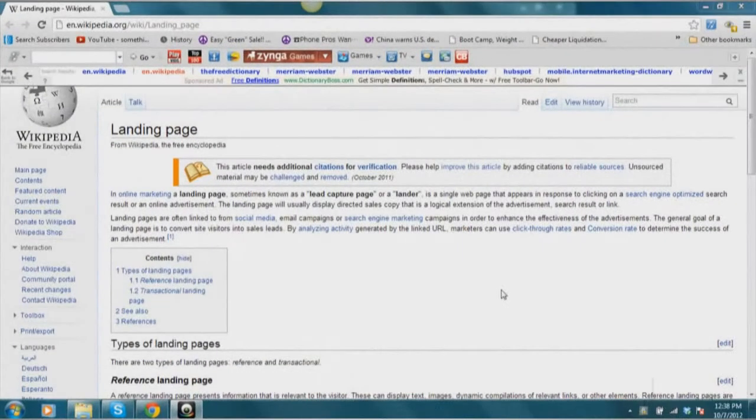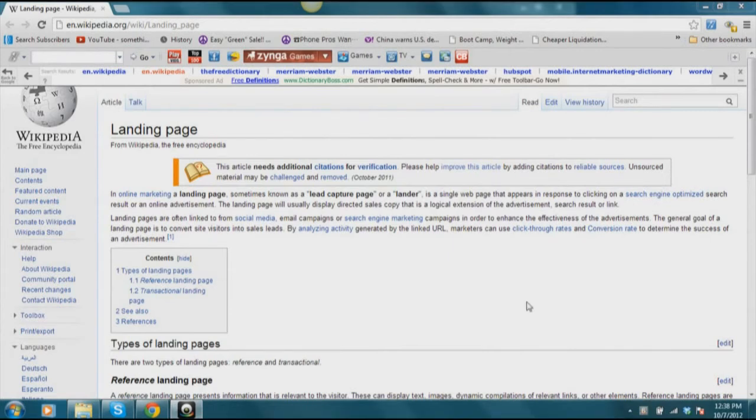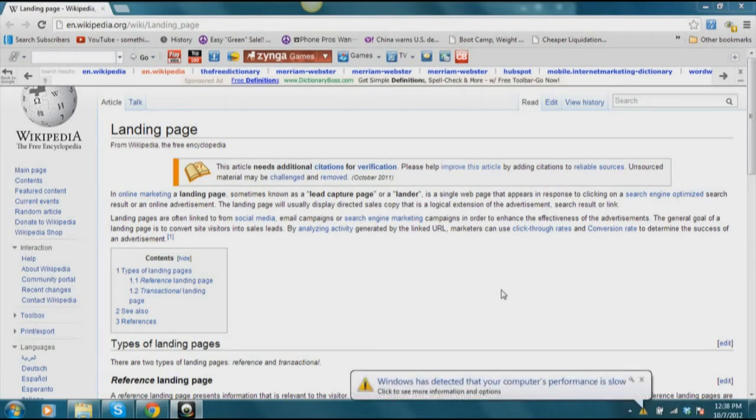First, let me share with you the exact definition of what a lead page is so you can fully understand. Okay, so here we are in Wikipedia for the definition of a lead capture page. Now, the definition is kind of long, so I'm not going to read the whole thing, but there is one line that I really like here. It says, the general goal of a landing page is to convert site visitors into sales leads.